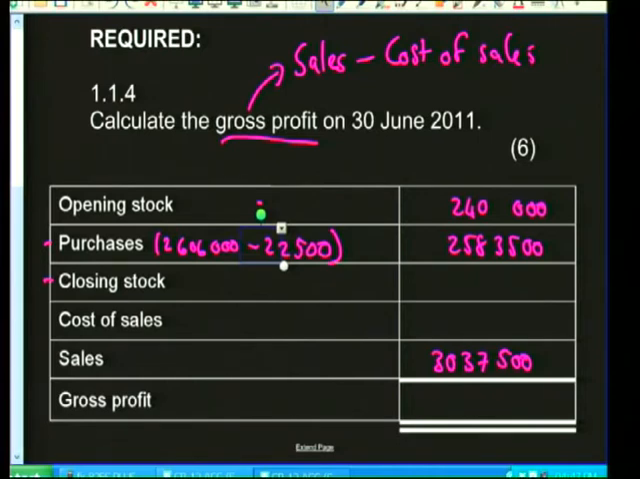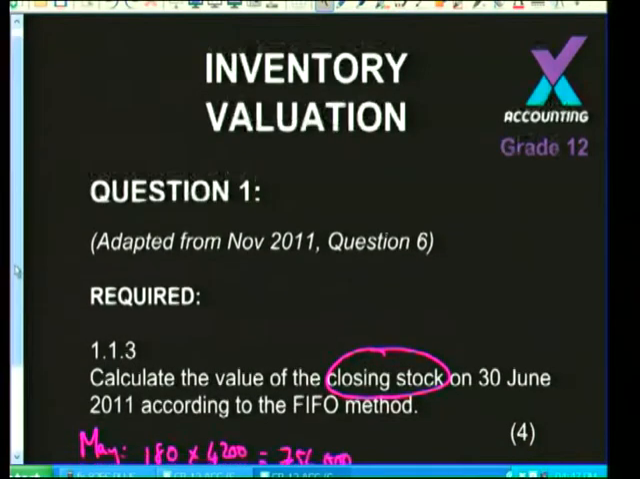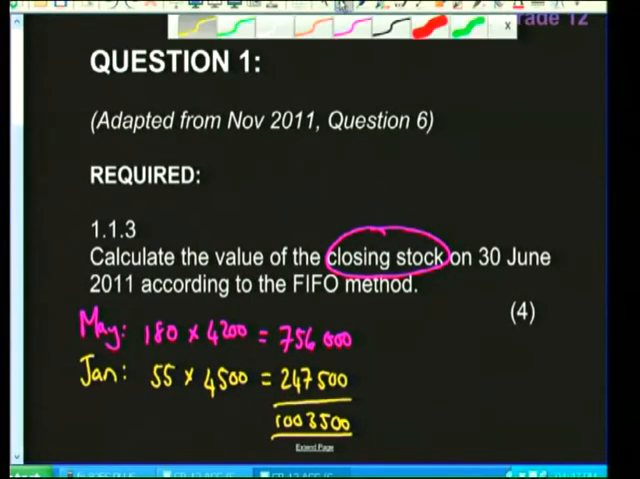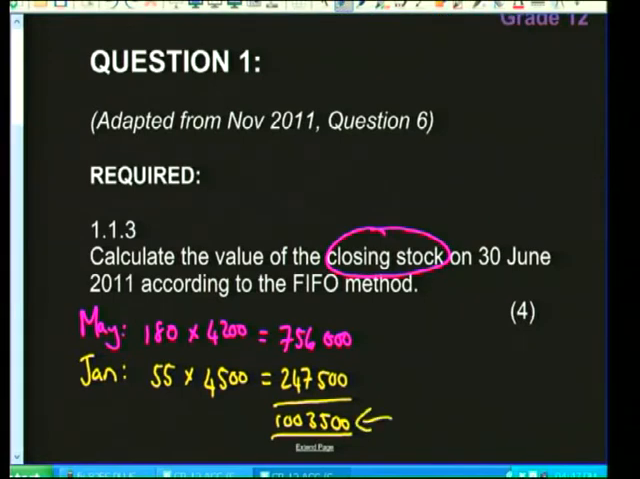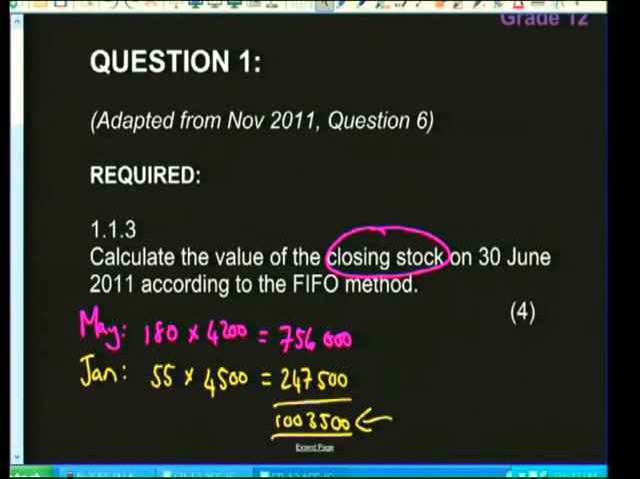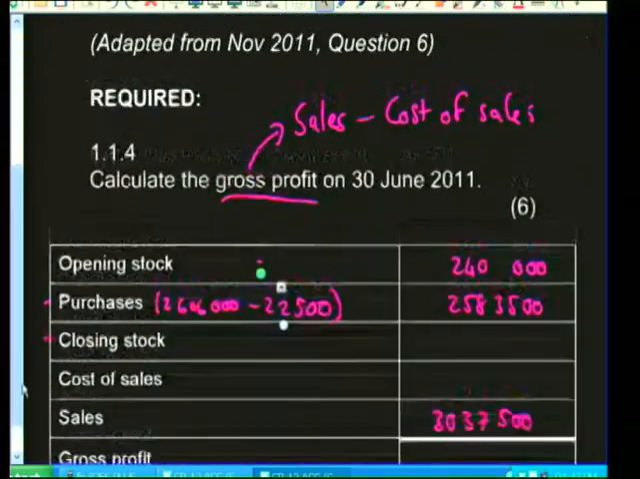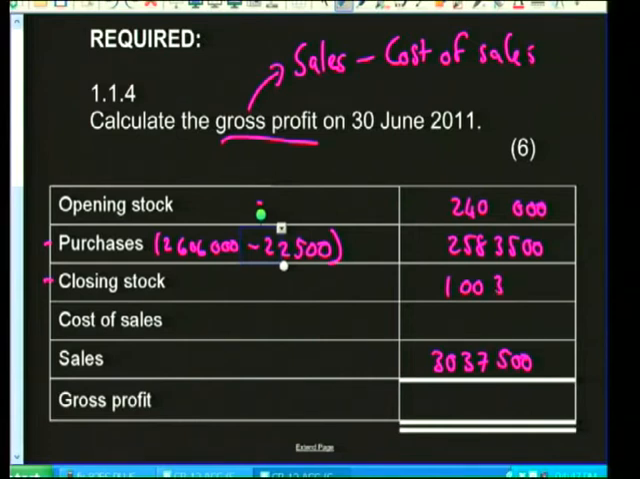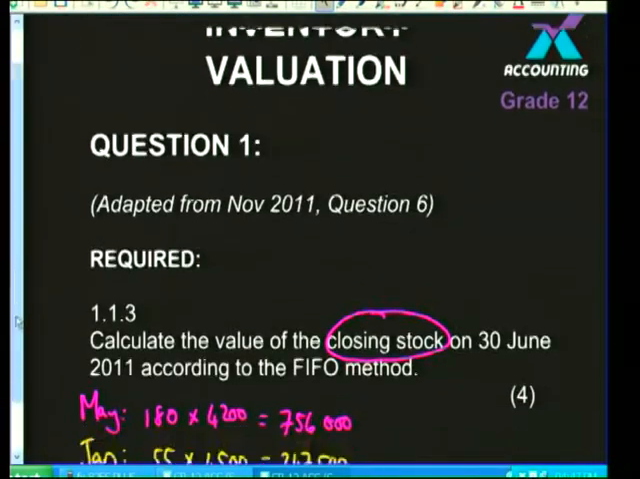Remember, before we took the break, the question asked us to calculate the value of the closing stock on the 30th of June. We actually have that answer. We've done it in the previous question. There it is, 1,003,500. So all we need to do is just transfer that number, 1,003,500, into the correct place on our financial statements, which is in calculating the gross profit. We'll need to put that same number there, 1,003,500. That's the same answer as we calculated in the previous question. There we are. Let's just check it.